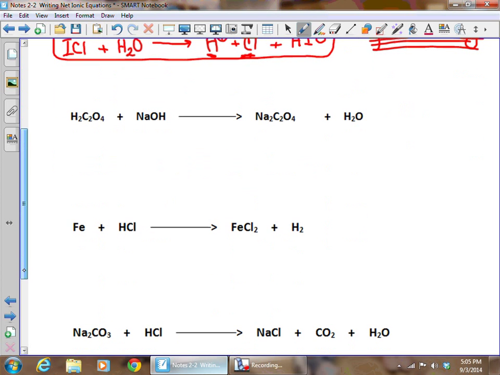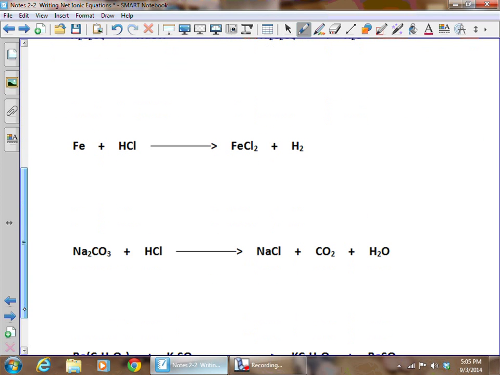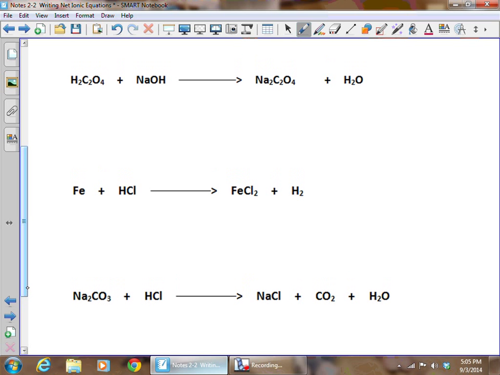Okay, let's look at our next example. Go ahead and label this. Looks like we're going to have H2C2O4 as a weak acid, oxalic acid. Looks like we've got NaOH, which is a base, and it is on our strong base list. Na2C2O4 is an ionic compound, and H2O is molecular.